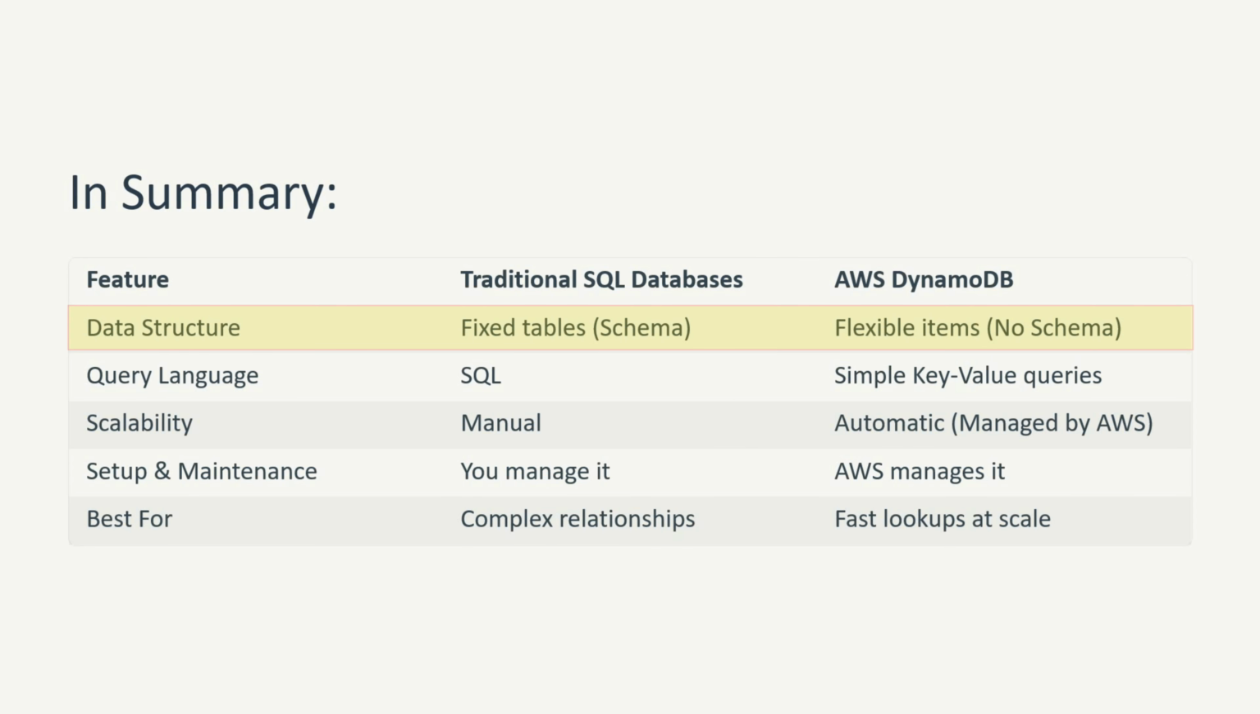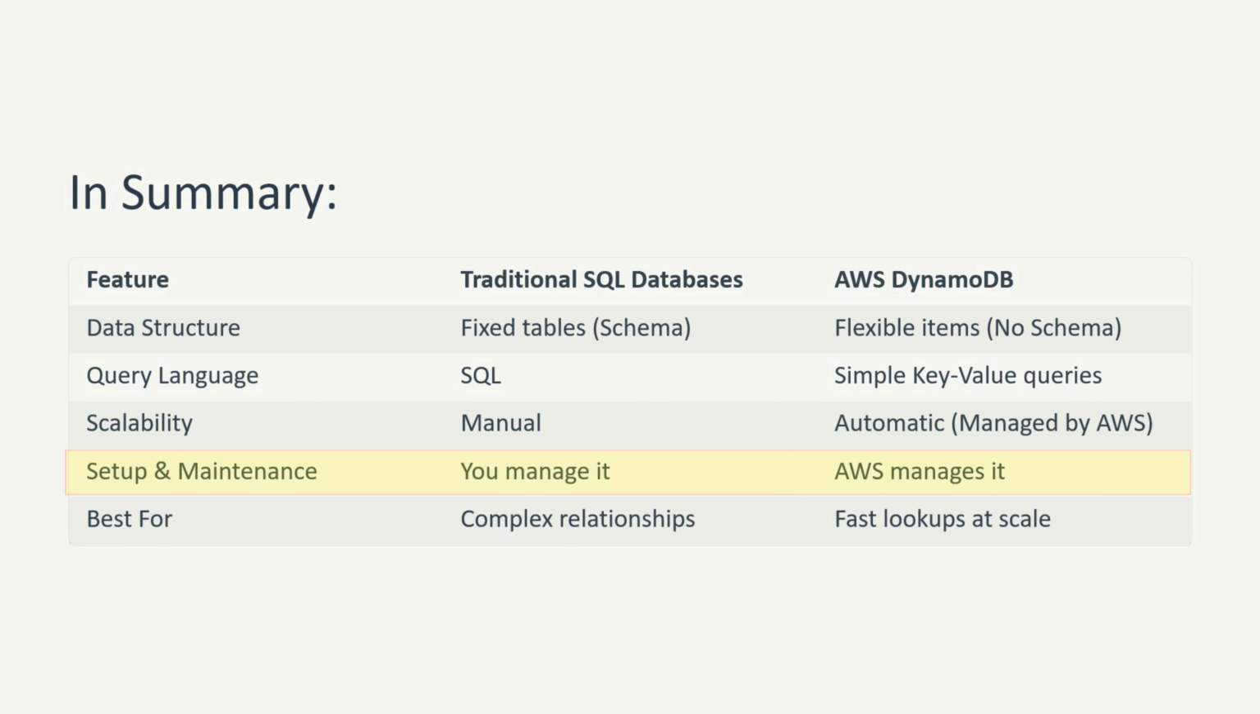Data structure of traditional databases: fixed tables or schema. Data structure of AWS DynamoDB: flexible items or no schema. Query language of traditional databases is SQL. Query language of AWS DynamoDB is simple key-value queries. Scalability of traditional SQL databases is manual. Scalability of AWS DynamoDB is automatic, which is managed by AWS.